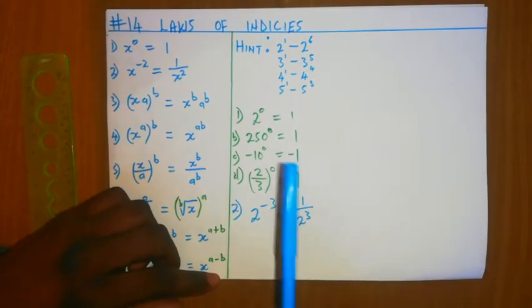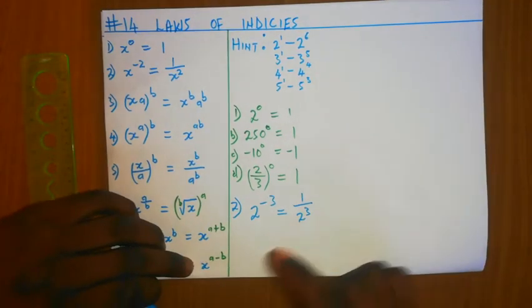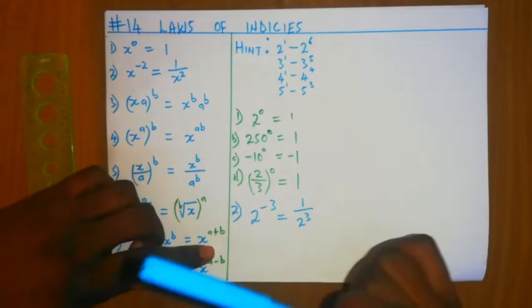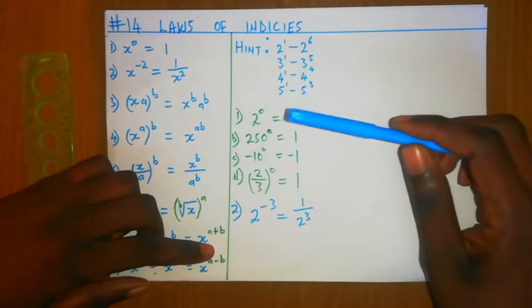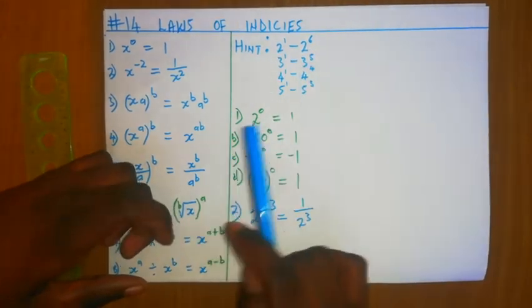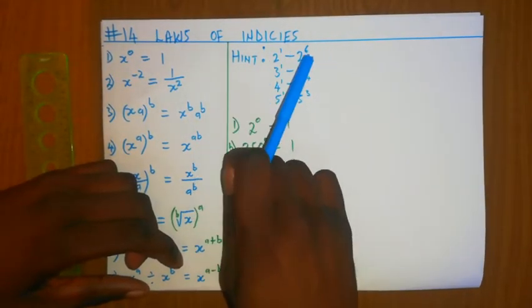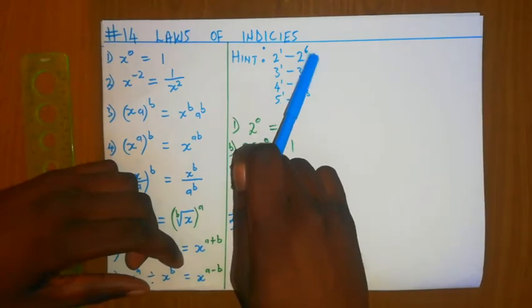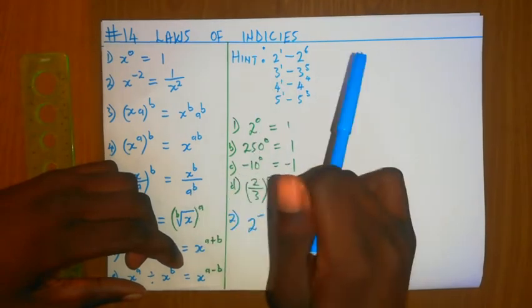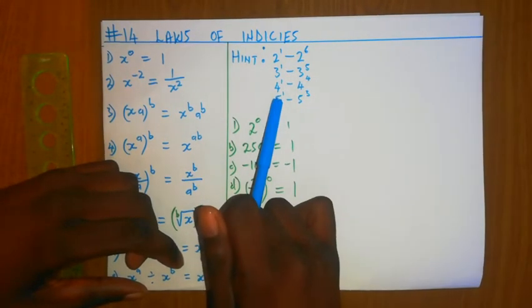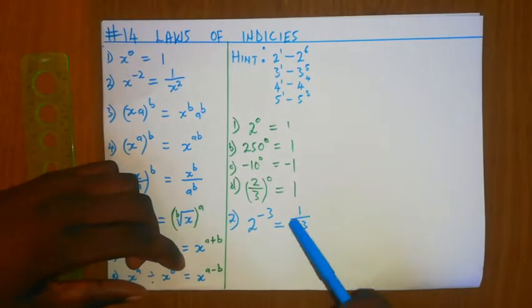Then I think on top there I gave you a hint. Let's try to follow that hint before I proceed with this one. As long as you are doing laws of indices, logarithms, miscellaneous equations, you are supposed to bear that in mind. You have to know 2 to the power 1 up to 2 to the power 6, 3 to the power 1 up to 3 to the power 5, 4 to the power 1 up to 4 to the power 4, 5 to the power 1 up to 5 to the power 3. You are going to see how that applies here.